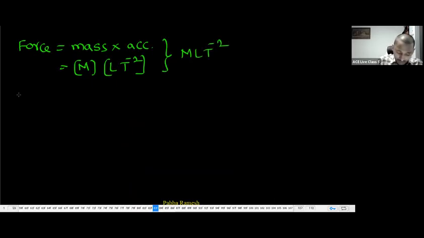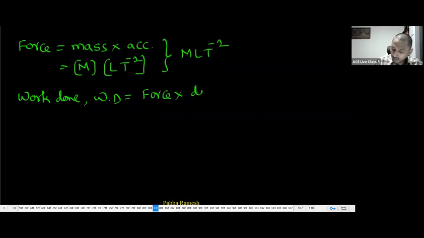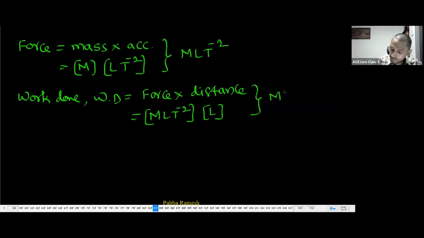Okay. Now, work done. What is work done? Work done is equal to force into distance. What is force? MLT minus 2 into distance is L. So therefore, ML square T minus 2. But don't forget to keep these square braces. Okay, next.